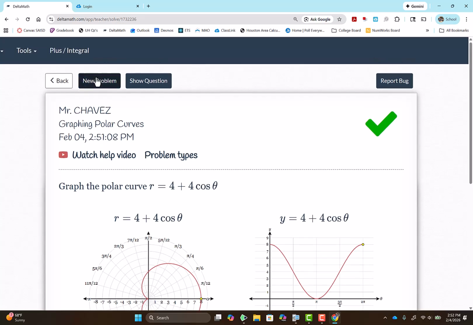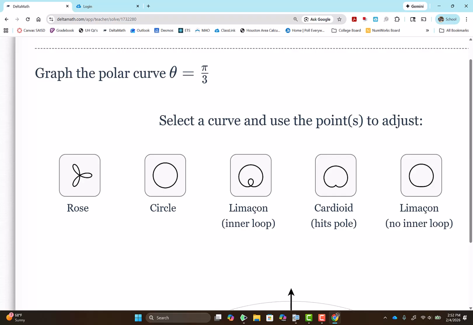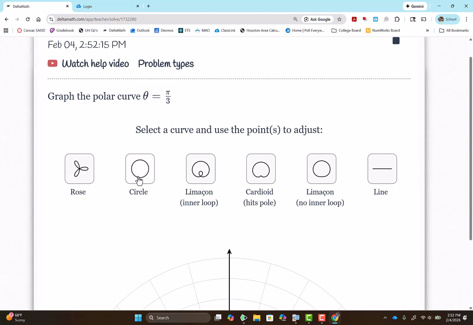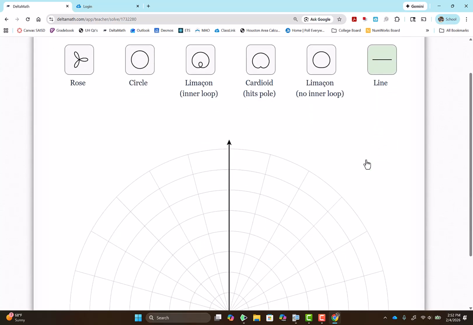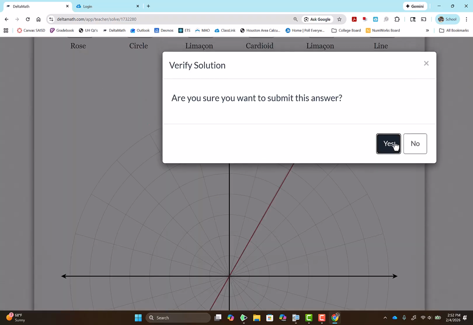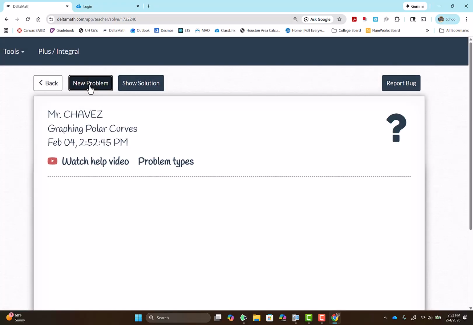Now, you guys ready for something like, okay, use your context clues. Is there any r here? It just says theta equals pi over 3. That means my theta is always pi over 3. What am I going to look like from all these? It's just going to be a line at pi over 3. Pi over 3 is, let's see, this one was pi over 12, pi over 6, pi over 4, pi over 3. So I just go to pi over 3, and I just go submit. And voila.